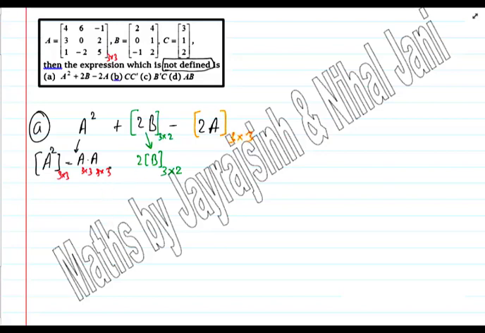So as you can see, option A represents addition of three matrices which don't have equal order, right? So we can say this expression, or this operation, is not defined. Okay, so option A is the right answer to this question.